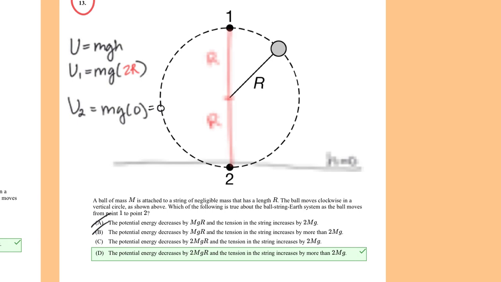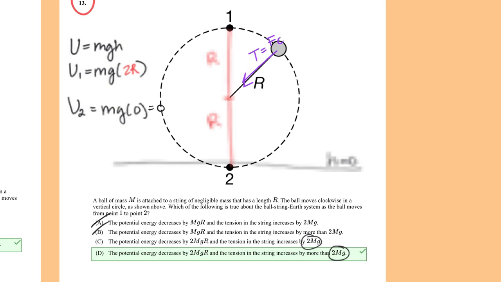Tension of the string increases by 2 mg or more than 2 mg. How do we figure that out? If we wanted to figure out the tension of the string, I know that the ball is traveling in a centripetal motion. So if it's traveling in centripetal motion, then this tension is going to be equal to my centripetal force.